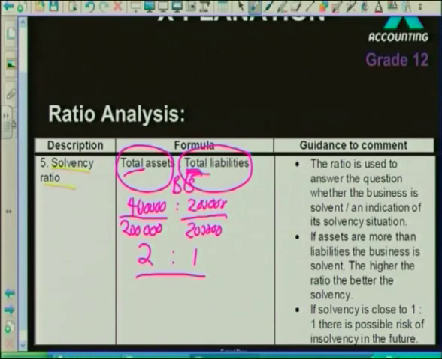In other words, how do I interpret this? How do I read this? For every 1 rand owed, for every 1 rand in terms of total debt owed, the business has 2 rand worth of assets to pay towards that liability.